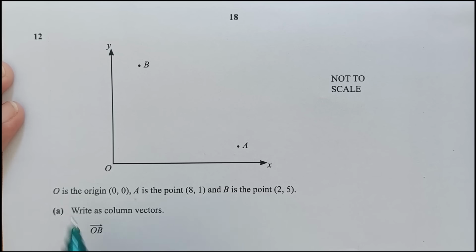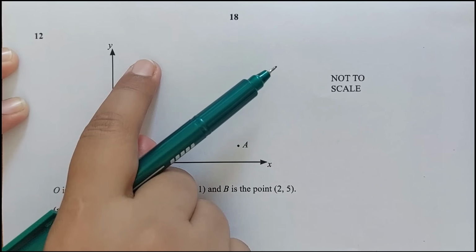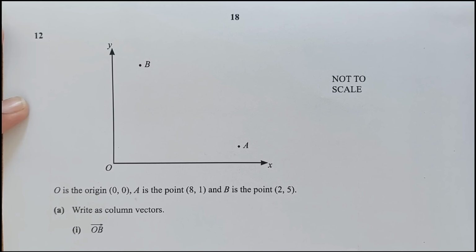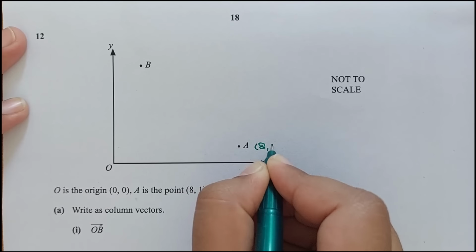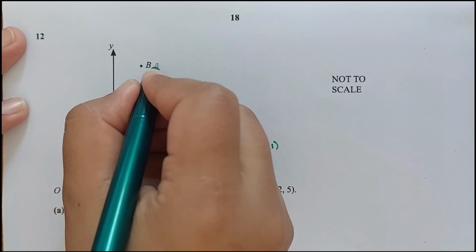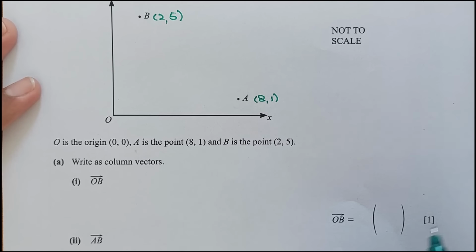Question number 12. O is the origin (0, 0). A is the point (8, 1). B is the point (2, 5). Part A, write as a column vector number 1, OB. From O to B, we have to write as a column vector. So A point is (8, 1) and B point is (2, 5). So the OB column vector is (2, 5).